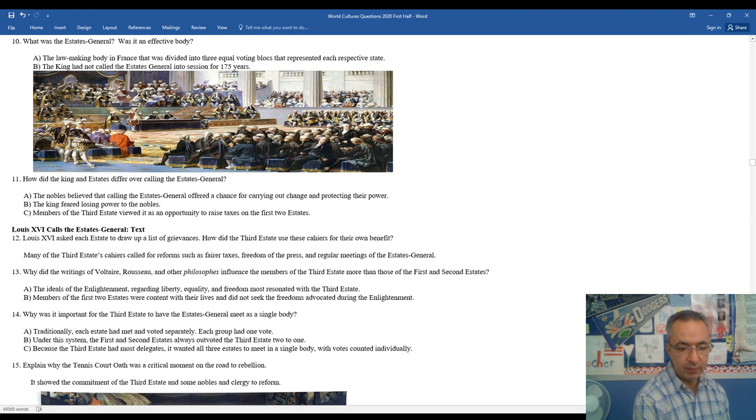Number 14, why is it important for the Third Estate to have the Estates General meet as a single body? Traditionally, each estate had met and voted separately. Each group had just one vote. Under this system, the First and the Second Estate always outvoted the Third Estate 2-1.